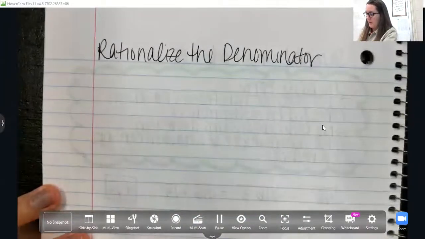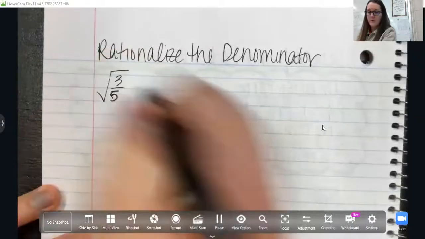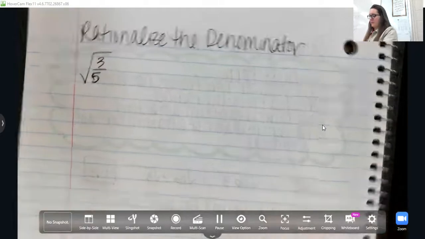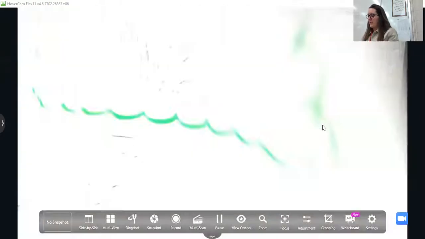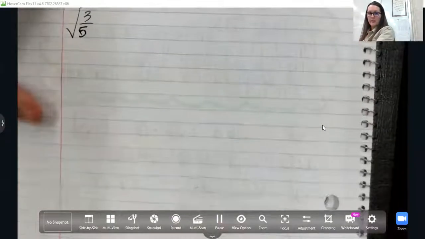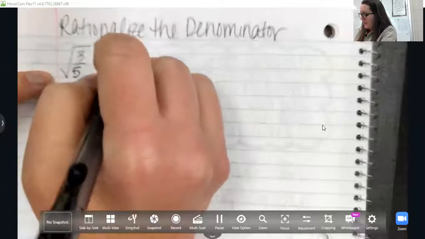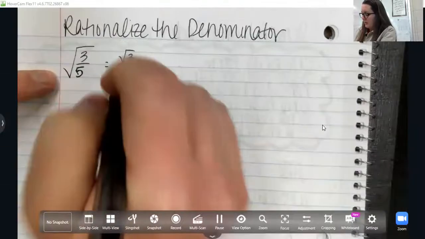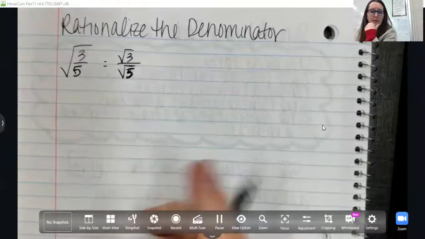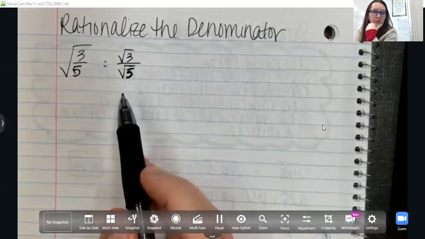So let's just refresh for square root. Here's the square root of 3/5, right? Remember, in one of our simplest form rules, it said you can tell if no radical contains a fraction. Well, this radical contains a fraction, so it's not in simplest form. I can rewrite this as the square root of 3 over the square root of 5. Now, I want to rationalize because I can't have a radical in the denominator.